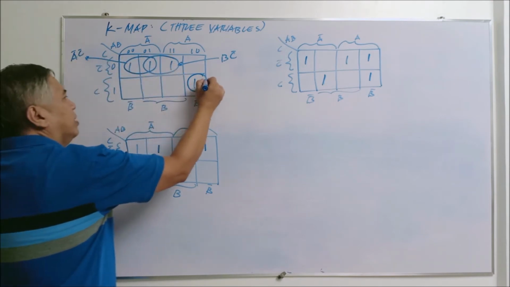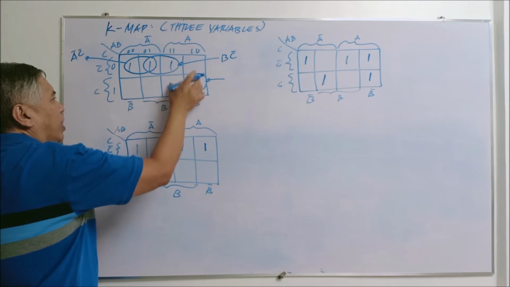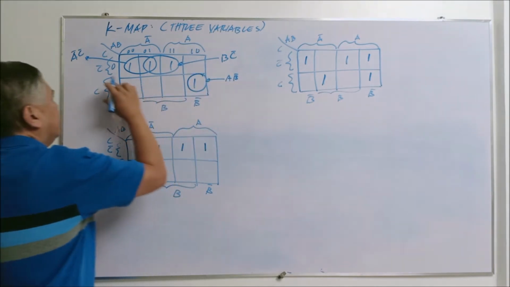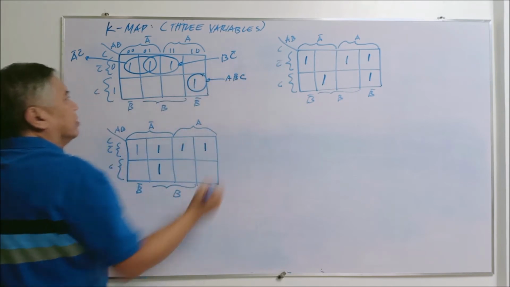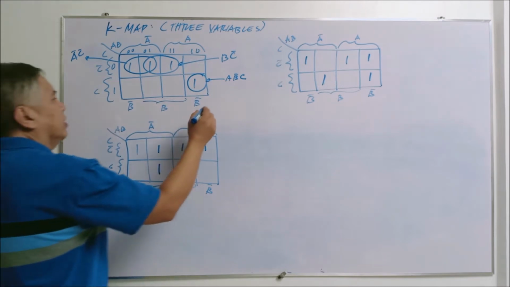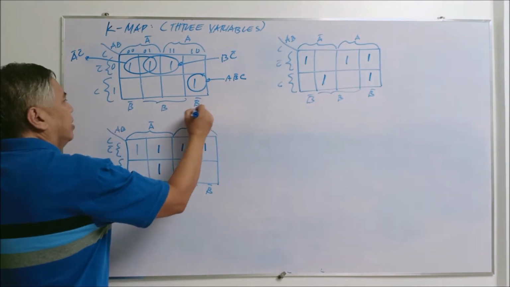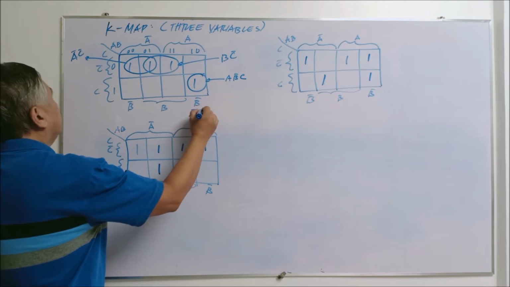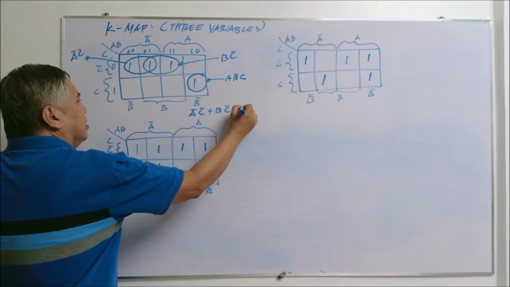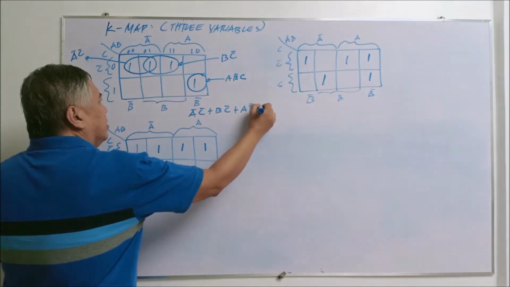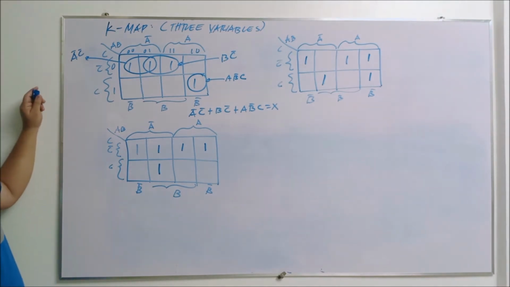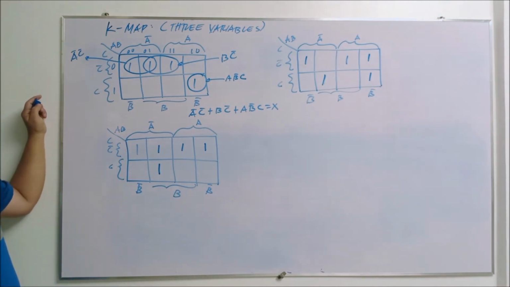And then this one here belongs to A, B bar, and C. So that will be our equation. Generally, our final equation will be A bar C bar plus B C bar plus A B bar C is equal to X. Okay, so that will be our logical equation.